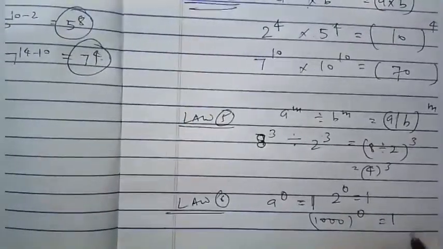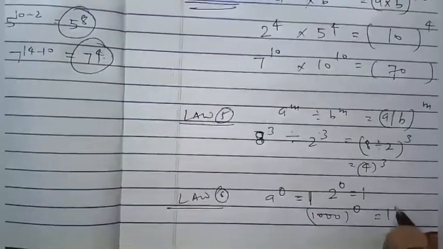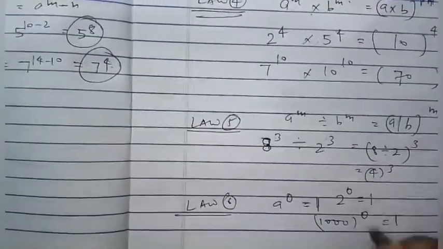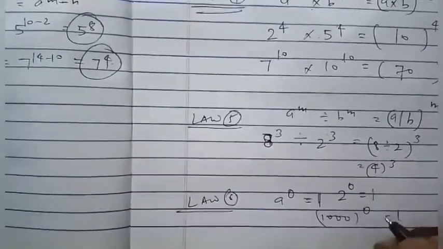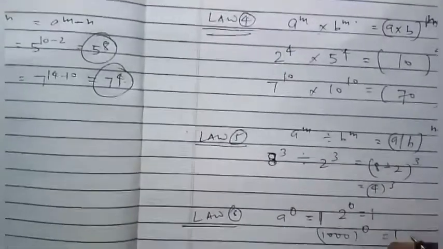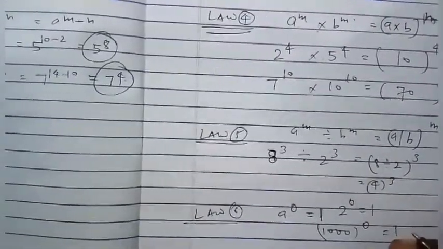So in this way you have to remember all these 6 laws, and today's homework is you have to write down these laws and you can take your own examples or you can copy the examples which I have discussed in the video, and you have to write all these laws in your fair notebook.